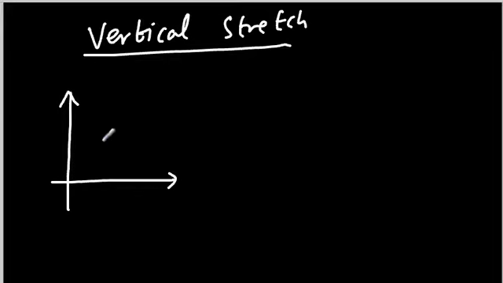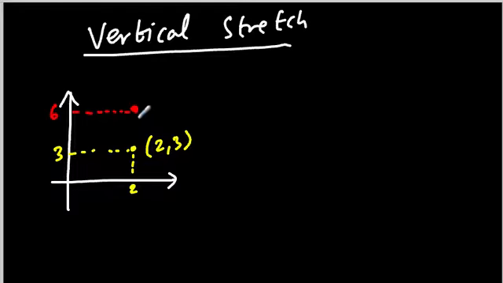Let's say, for example, I have, once again, an xy plot, and I keep a random point. Let's stick with the 2, 3 that I've been using before. So here's 2 and here's 3. If I were to stretch just this point in the y direction while keeping the x intact, this 3 would double to 6. So this output would become 6, but the input would still remain 2. This coordinate right here would be 2, 6.